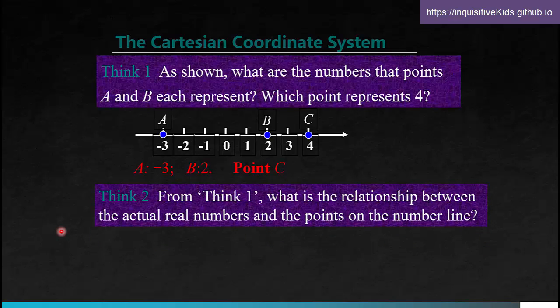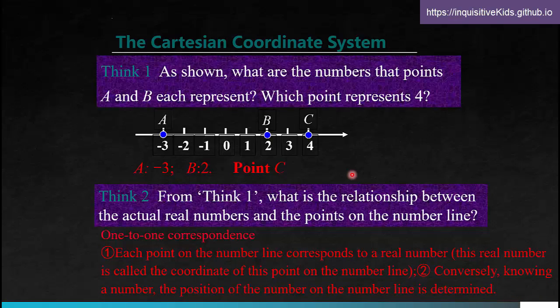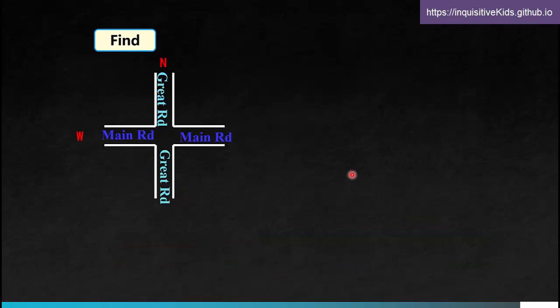Think 2. From think 1, what is the relationship between the real numbers and the points on the number line? Well, as you can see, every single mark that represents a real number will have a point on it, and whether that point was named here or not, there will be a point on that. So the correspondence between a point on the number line and the real number that it represents is one-to-one. Each point on the number line corresponds to a real number. This real number is called the coordinate of this point on the number line. And conversely, knowing a number, the position of the number on the number line can be determined.